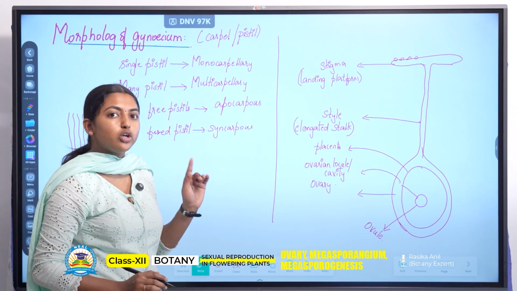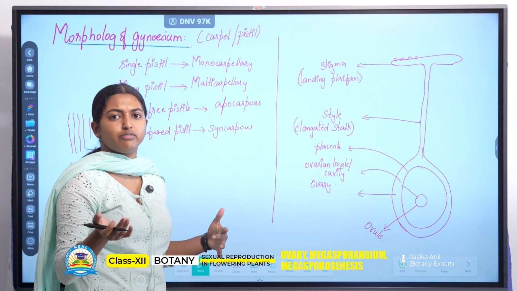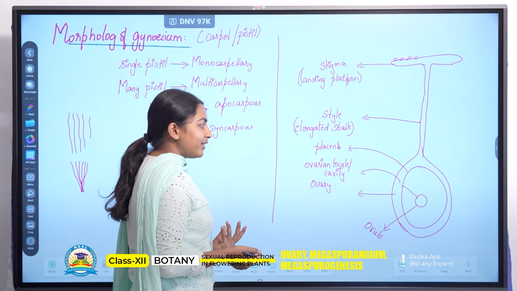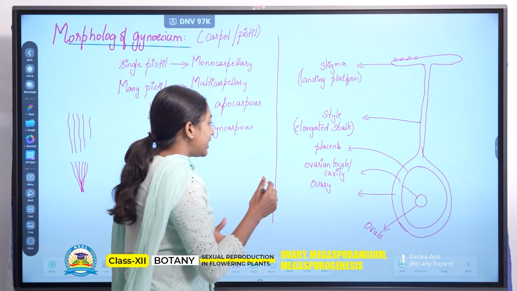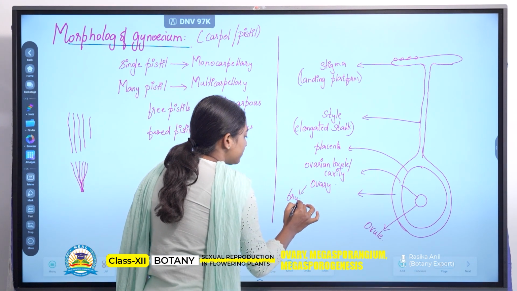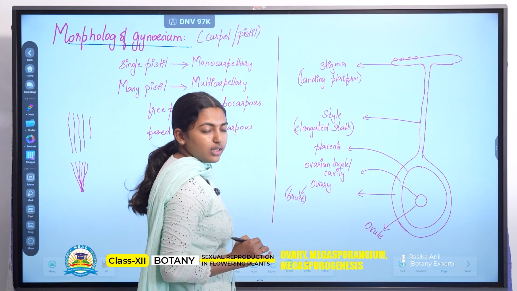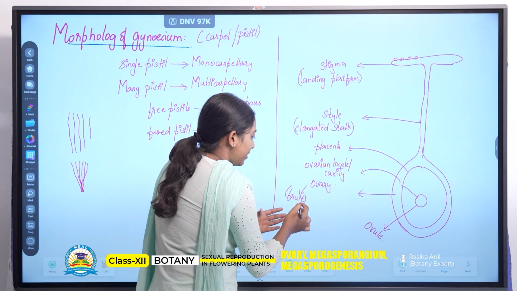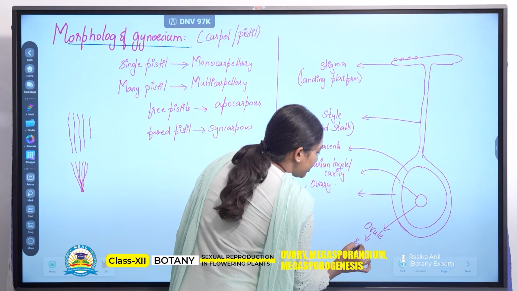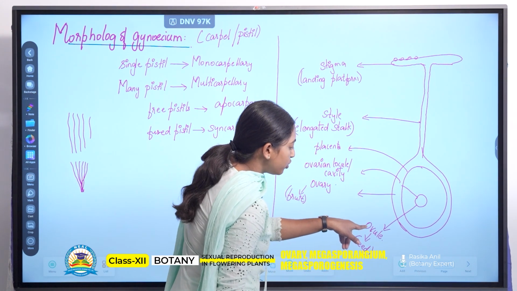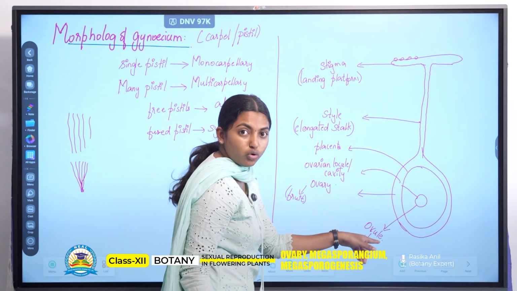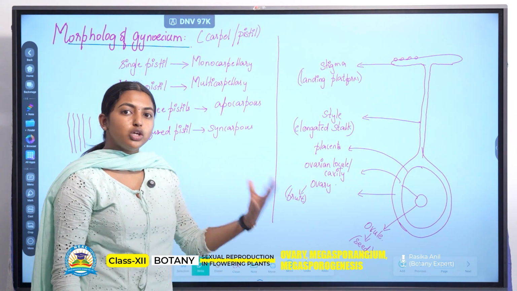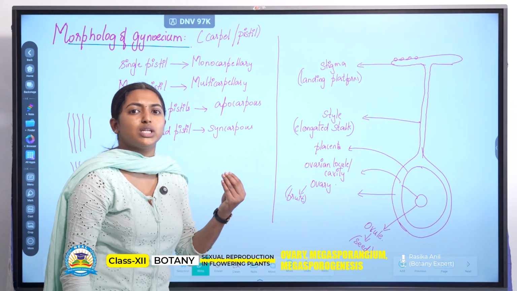Sometimes you will have just one ovule in an ovary, sometimes more than one ovule in an ovary. It depends. Have that understanding that ovary is the one which develops into fruit, and ovule is the one which will develop into seed. So if you have one ovule, you will have one seed. If you have many ovules, you will have many seeds. There are some plants which have many ovules in the ovary, and some plants which have only a single ovule in the ovary.